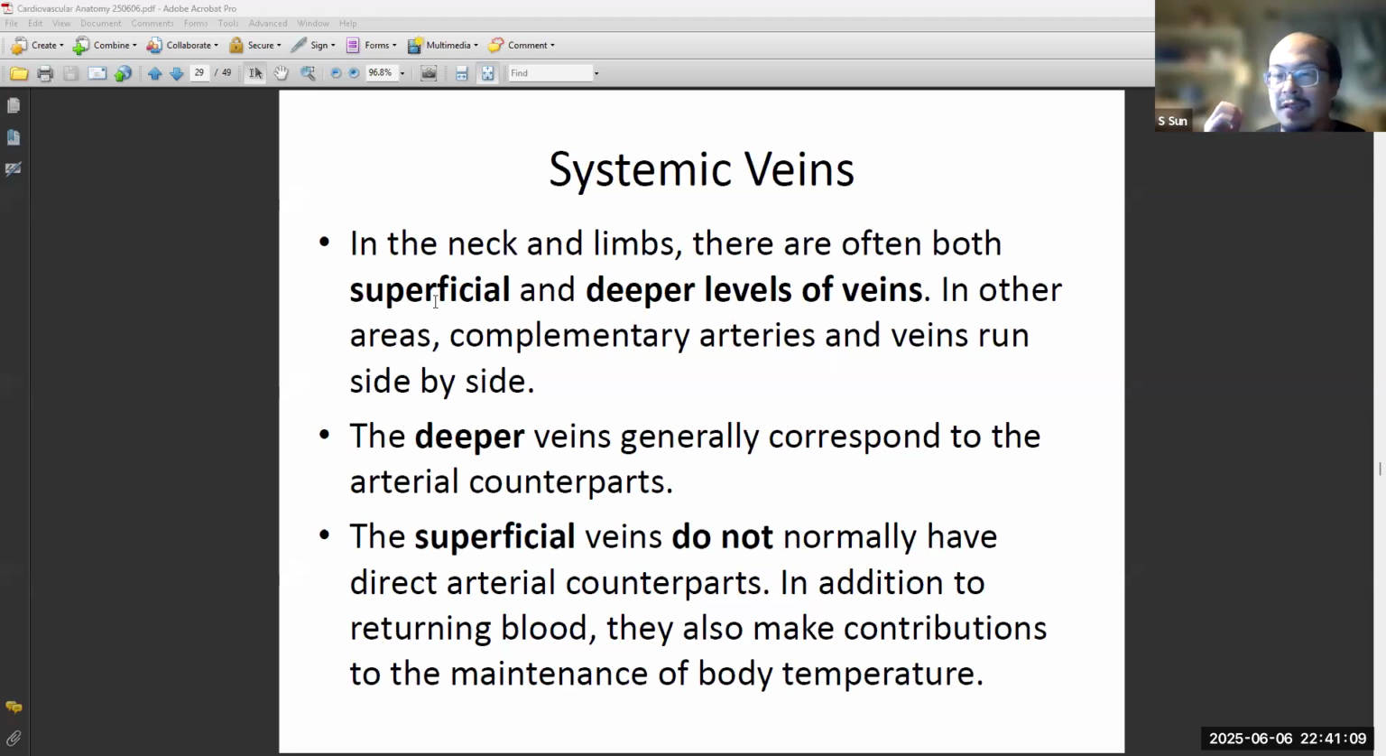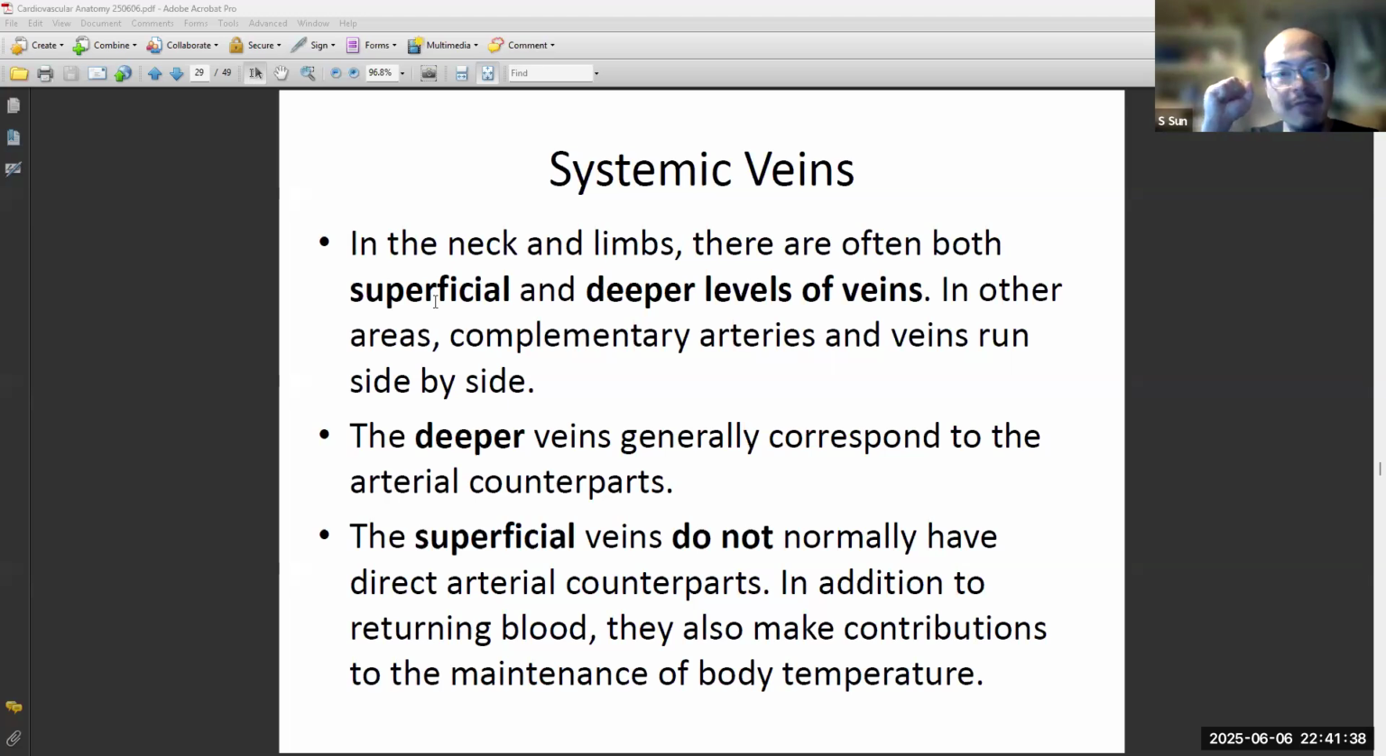You have the renal artery, you will have the renal vein. You have the liver artery, the hepatic artery, you have the hepatic vein. So your organ basically has an artery coming in and a vein coming out. But in our neck and the upper and lower limbs, we have more veins than arteries.